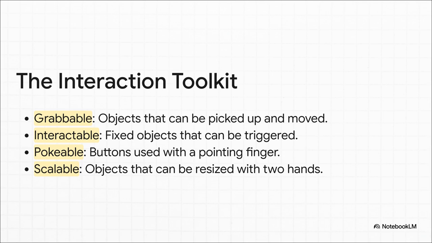Right out of the box, the SDK gives you these pre-built interaction components that cover pretty much anything you'd need. You've got grabbable for things you can pick up. You've got interactable for stuff that's fixed in place but you can use, like a big lever. There's pokeable for buttons and touchscreens, and even scalable for objects you might want to grab with two hands and inspect up close. The best part? You literally just drag and drop these onto your 3D objects, and they just work.